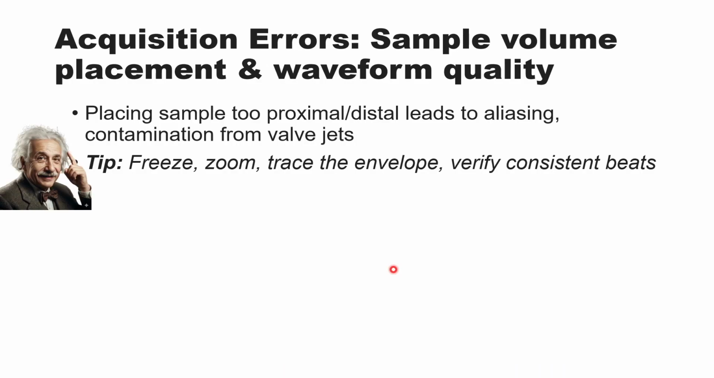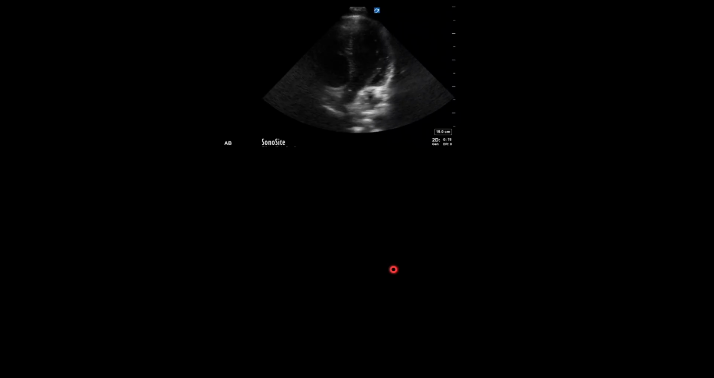Another error that we come across quite often is the sample volume placement and waveform quality. What does it mean? We have shown you in previous images that the pulse wave Doppler sample is applied about 3 to 5 millimeter below the aortic valve. Sometimes it can be quite difficult to detect where exactly we are putting this. So what we can do is freeze the image, zoom in, trace the envelope and verify consistent beats. In case of the sample volume placement though, this is a little tricky.